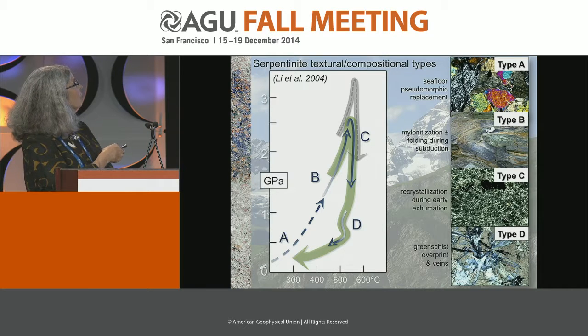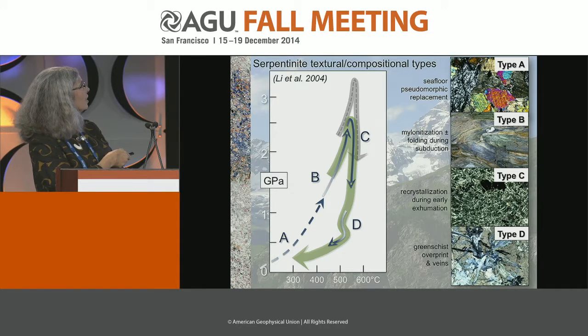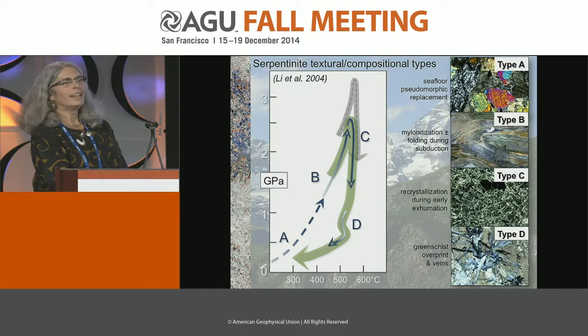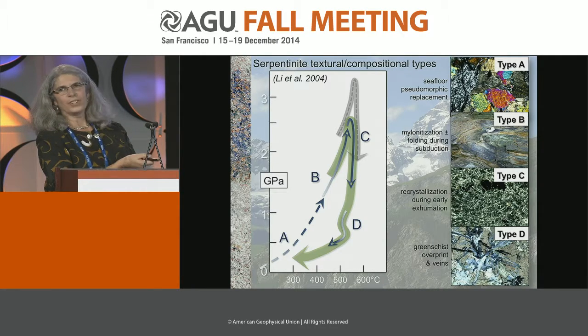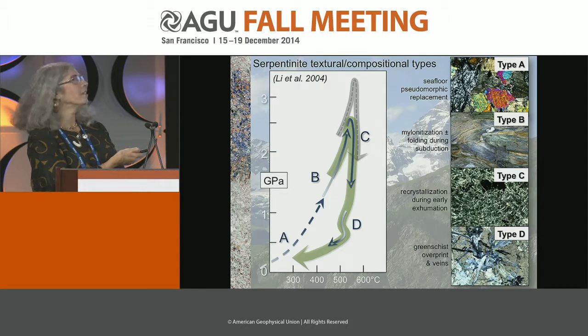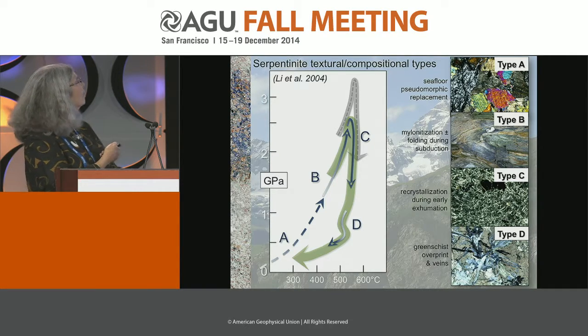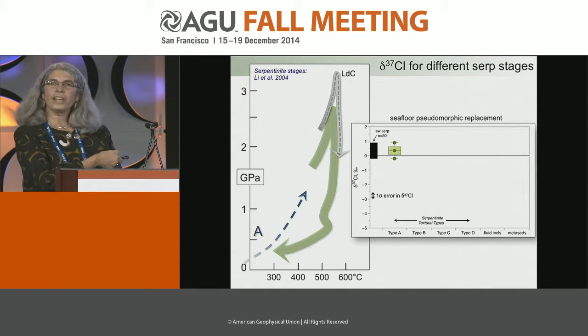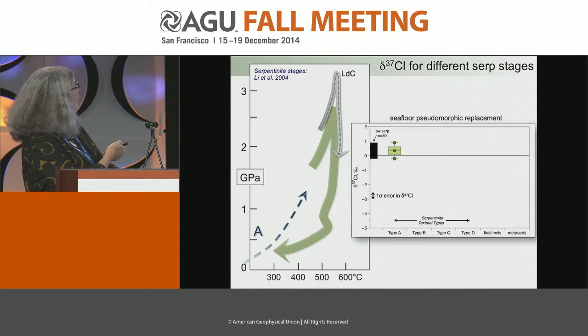So type A starts with seafloor pseudomorphic replacement of olivine and pyroxenes. We go through a subduction phase here with mylonitization and recrystallization, recrystallization that occurs during exhumation, and then a greenschist overprint down here. And again, we've correlated all of the compositions and the textures for each sample with Lee et al.'s very large database. All right, so now if we take a look at the chlorine isotopic composition of each of these different stages of serpentine, what we find is the earliest stage, type A here, has an isotopic composition.